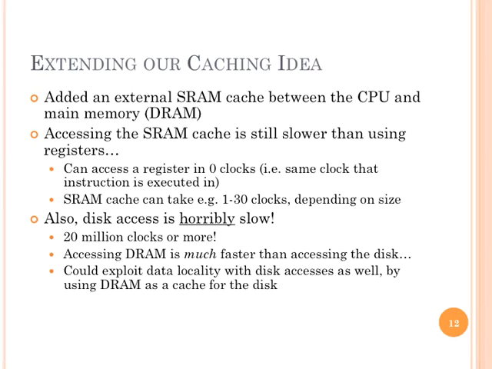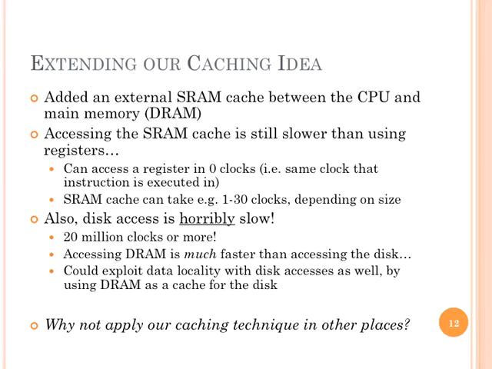And even if you have a solid state drive, remember that magnetic disks are on the order of tens of milliseconds. Solid state drives are still on the order of hundreds of microseconds. So even though a solid state drive is 1 or 2 orders of magnitude faster than a spinning magnetic disk, it's still maybe 5 orders of magnitude slower than DRAM. So we'd really like to use DRAM maybe as a cache for the disk, as well as using SRAM for a cache for DRAM, and so forth.